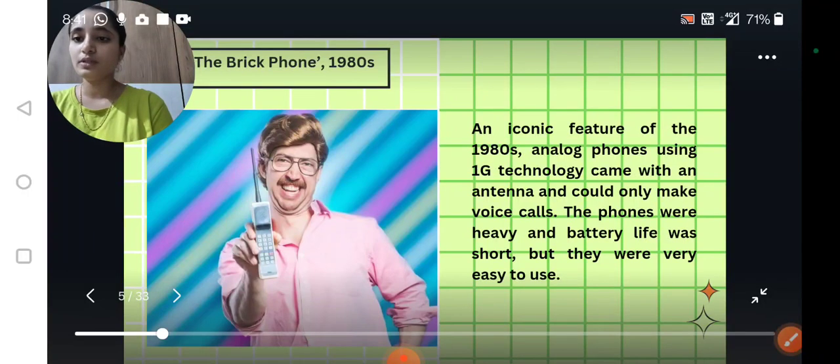Example of 1G: the brick phone, started in the year 1980. An iconic feature of the 1980s analog phones using 1G technology, it came with an antenna and could only make voice calls. The phones were heavy and battery life was short, but they were very easy to use.